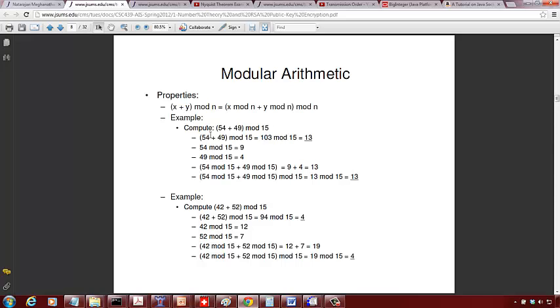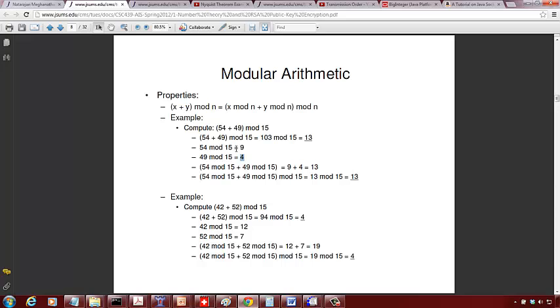But as I said, it may be more efficient if you take this mod operator inside and simplify the numbers such that they always work in, say, for example, if you want to work with mod 15, you always work with numbers 0 to 14. So 54 mod 15 is 9, the remainder. Then 49 mod 15 is 4, this is a remainder.